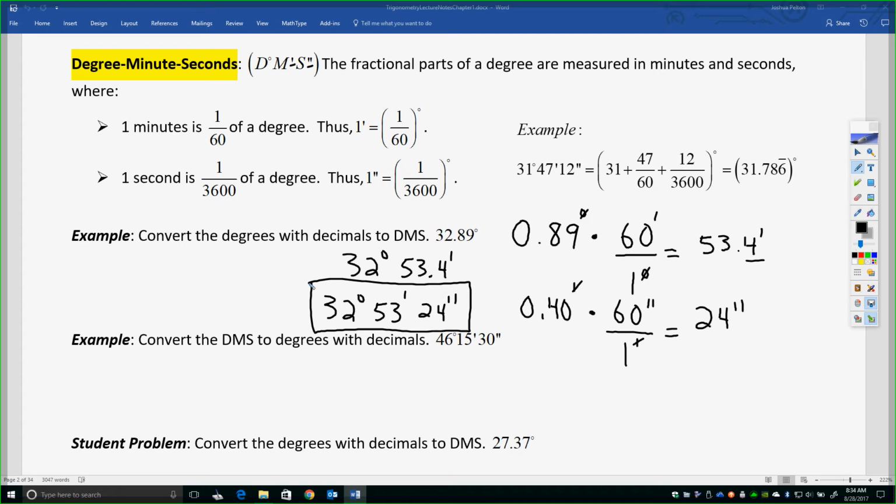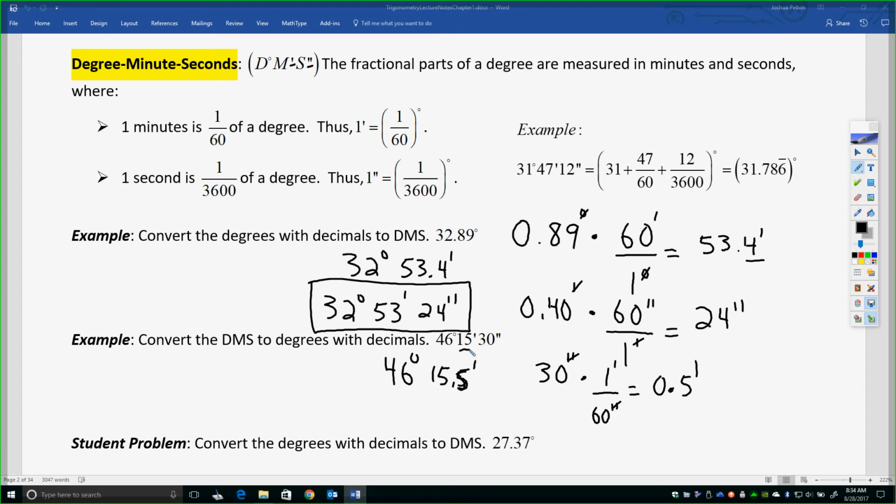So it's going to go the other way. It's going to flip the unit factor. So we'll take our 30 seconds and multiply that times 1 minute is 60 seconds. So that cancels and gives us 0.5 minutes. Which means I have 46 degrees and 15.5 minutes because we just added on the 0.5 to what we had before.